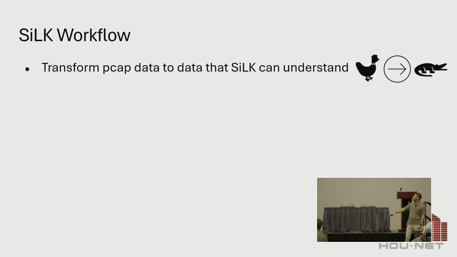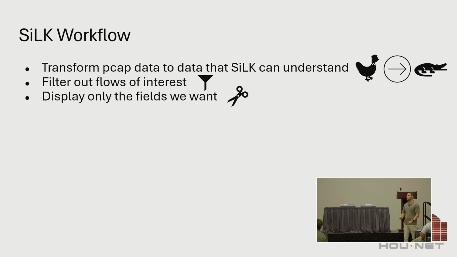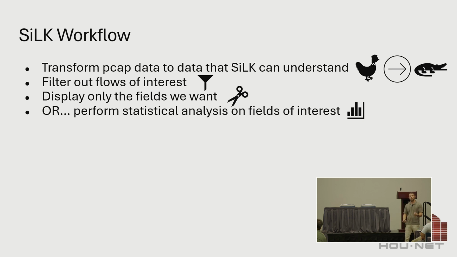So in this interesting example, we have a rooster chicken thing. That's our PCAP, and we're going to transform that into a crocodile. That's what that's trying to illustrate for some reason. Then we're going to filter out our flows of interest. So we transform our data from PCAP to SiLK data. We're going to filter out things we care about. We can display the fields we want, right? We can cut, more or less, the fields that we want. Or we can perform statistical analysis on the fields that we care about.